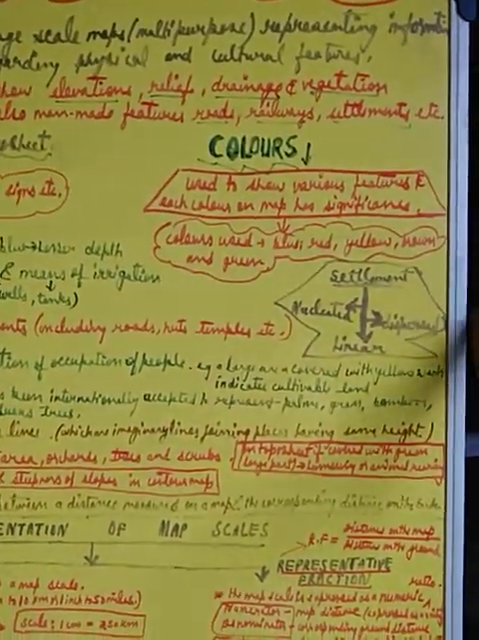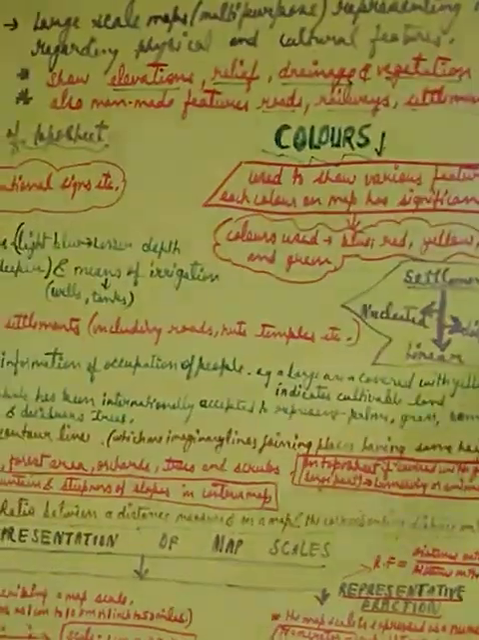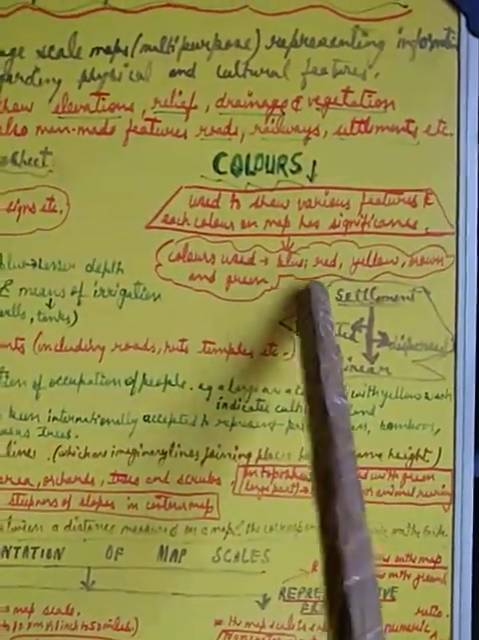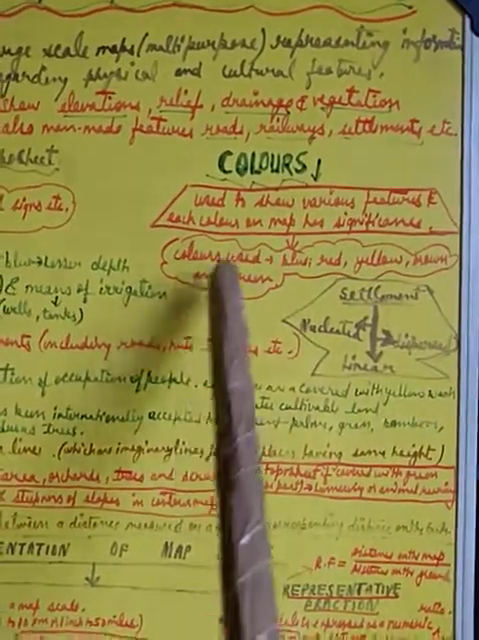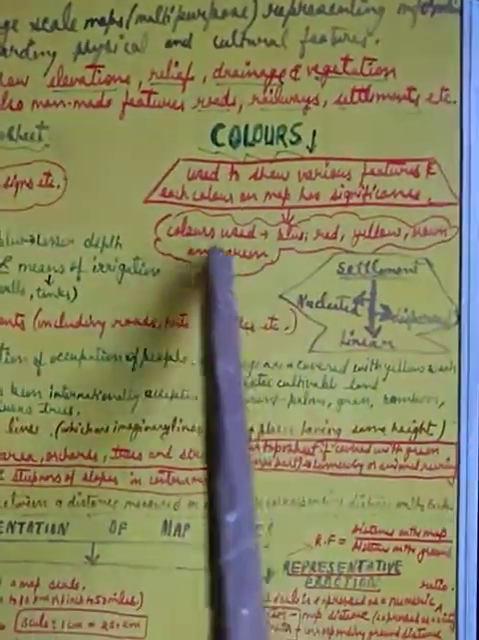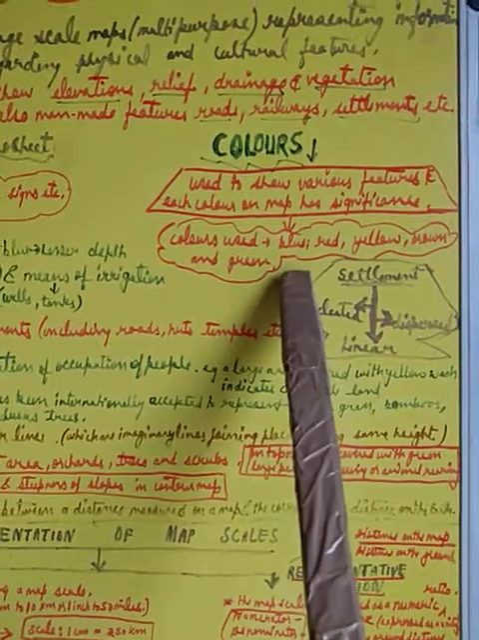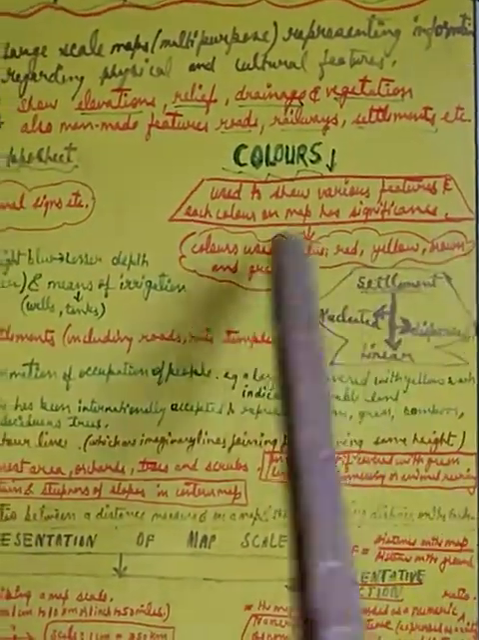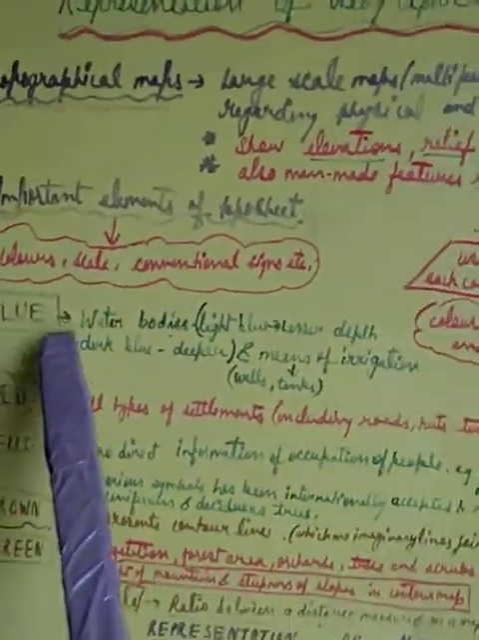The most important colors which are used on a topo sheet map are blue, red, yellow, brown and green. So we are going to start with the first color, that is blue.